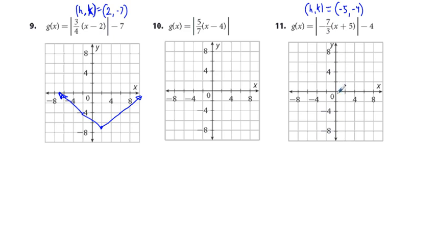So let's plot the point -5, -4. We go to the left 5, and we go down 4. This is going to be our vertex, and I'm going to label that -5, -4. And then we're going to go up 7 over 3. So 2, 4, 6, 7, and then to the right 3. So we're going to come right through here.